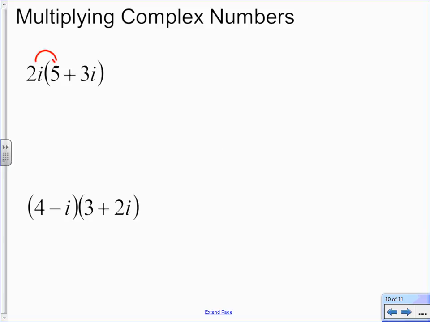So I got to do 2i times 5 and 2i times 3i. So this can give me what? 10i plus 6i squared? Well, that's interesting. That does not look like standard form, does it? A plus bi? There should be no i squared. What do you know about i squared?